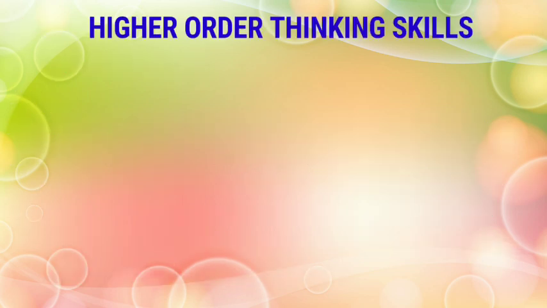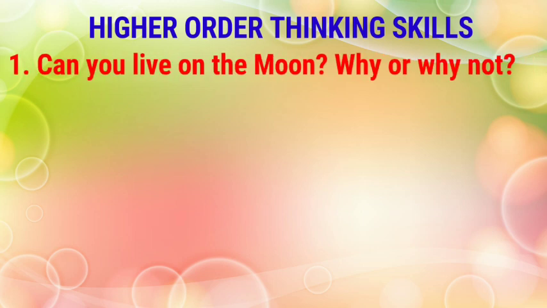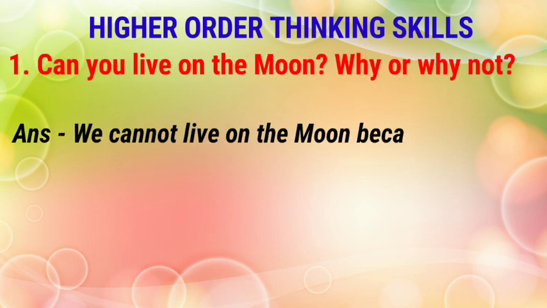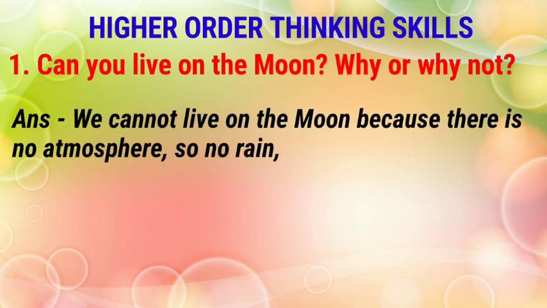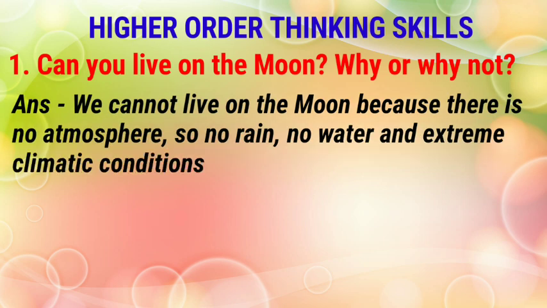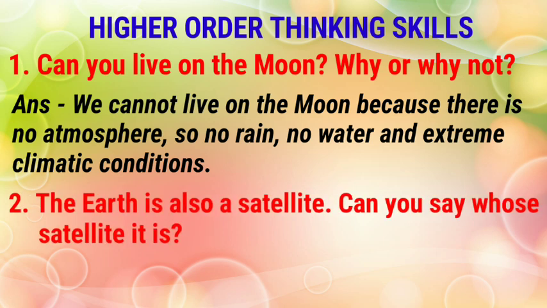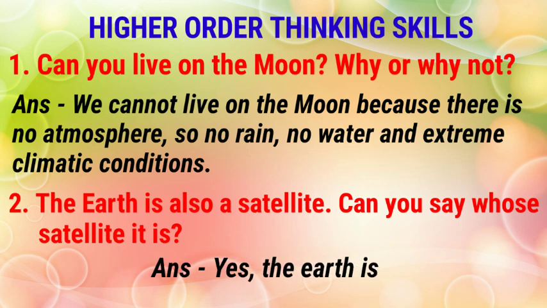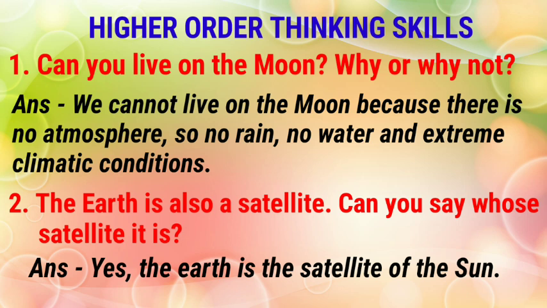Higher order thinking skills. 1. Can you live on the moon? Why or why not? Answer. We cannot live on the moon because there is no atmosphere, so no rain, no water, and extreme climatic conditions. 2. The earth is also a satellite. Can you say whose satellite it is? Answer. Yes, the earth is the satellite of the sun.